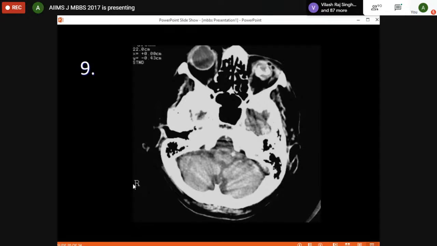Okay, another simple one. I think you guys are very bright. You can manage this easily. This is a non-contrast CT scan of the head at the level of skull base. I mean, not skull base, at the level of orbits. Just look at both the orbits and see what difference you can see.